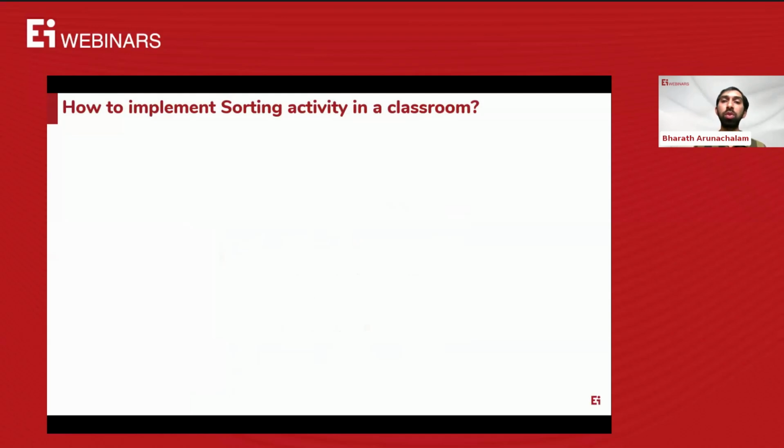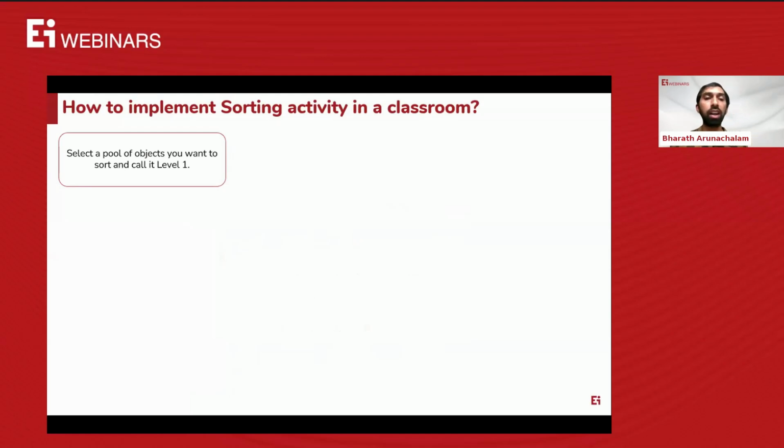So what we can actually do in a classroom environment is we can select a pool of objects that you want to sort, right? So this could be, for example, if it's a math teacher, you can consider using objects such as numbers. You want to classify these numbers based on their properties. Is it divisible by 6, divisible by 7? Is it a multiple of 5? Is it a multiple of 11? So that could be a math example.